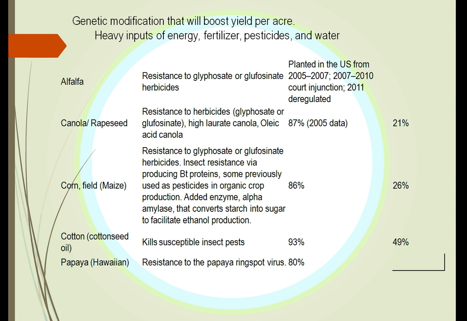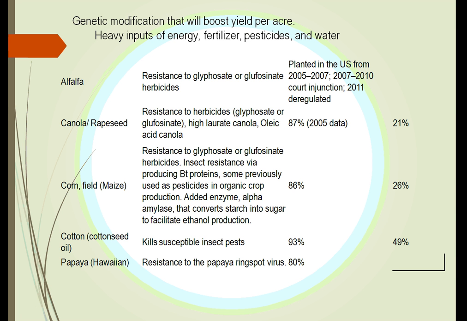We can use more and more genetic modifications. We don't have to rely as much upon heavy inputs of energy such as fertilizers and pesticides. We have other ways to change. Alfalfa, for example: we can change the genes so that when we plant alfalfa, we no longer have to control the weeds by spraying pesticides across the field. We can change the genes of the alfalfa and get rid of unwanted plants.